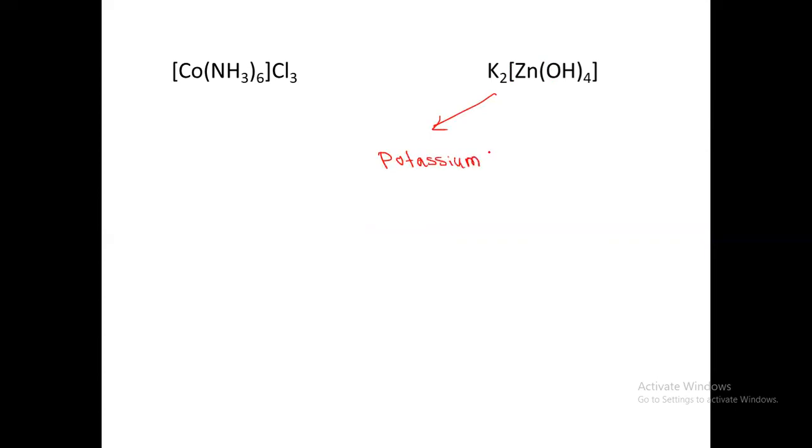Potassium. Whenever it is a metal, the charge should be specified. Potassium is always 1, so if you're not writing it, it's fine. By default, it is 1. Okay, so potassium 1. Now the coordination part. So always ligand first. 4 hydroxide, right?